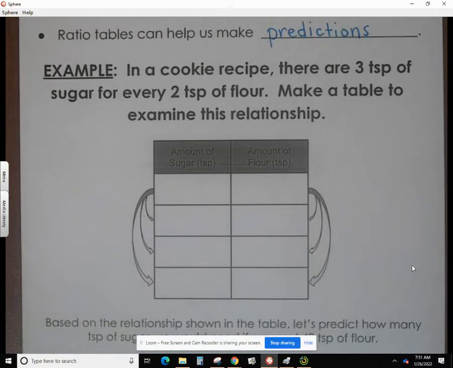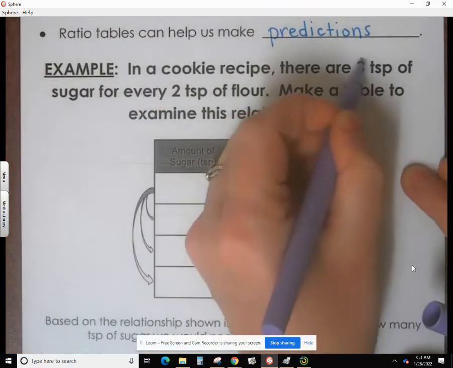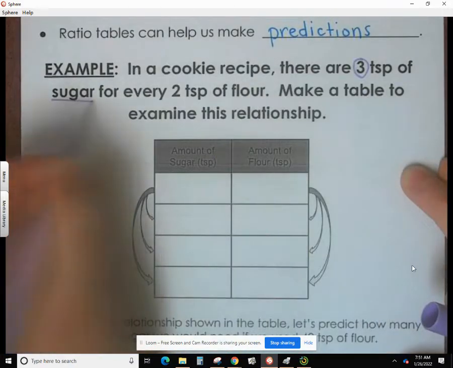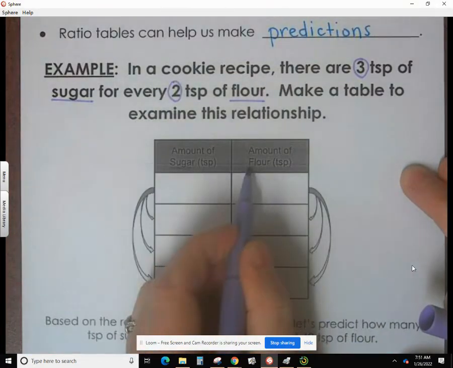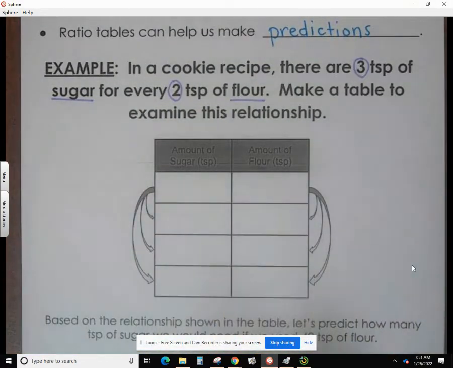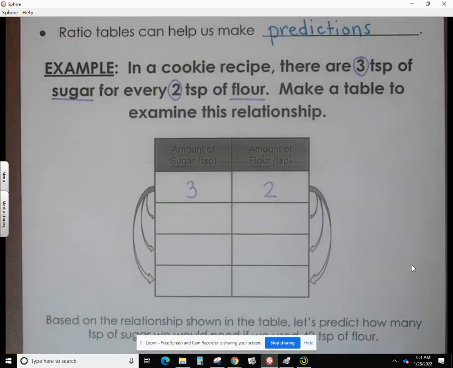So let's start with the original numbers, which was, let's go ahead and mark this. It's 3 sugar to 2 flour, and in the table it is sugar to flour. So remember that order matters. So 3 to 2. Now we're going to make some equivalent ratios out of that ratio.